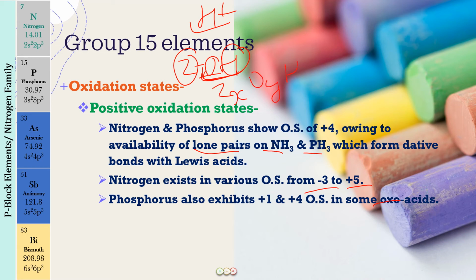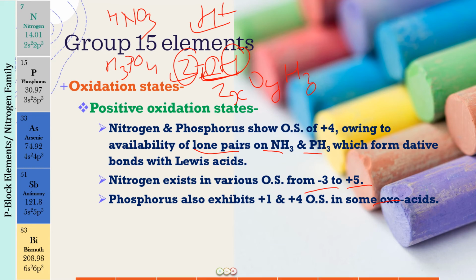ZxOyHz. Z, O and H can vary in number, but the minimum requirement is that this Z atom should be attached to at least one hydroxyl group. That is what we know as an oxoacid. For example, HNO3 is an oxoacid, H3PO4 is an oxoacid, H2SO4 is an oxoacid, and so on.